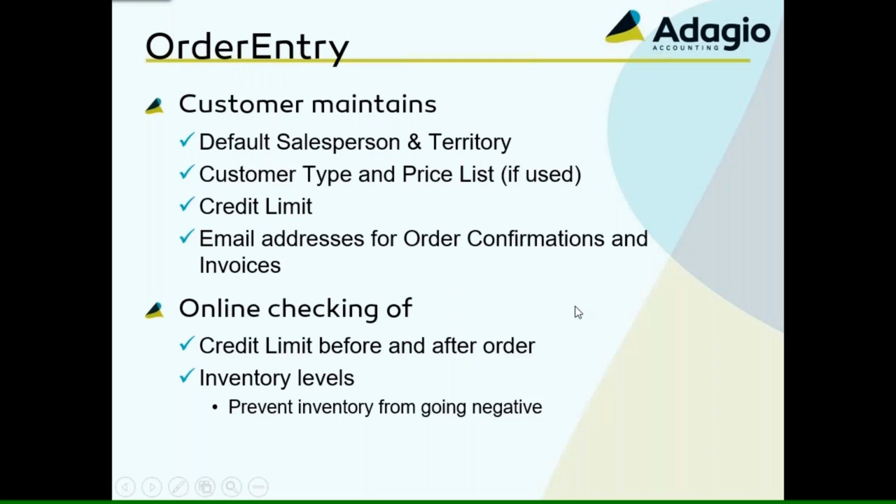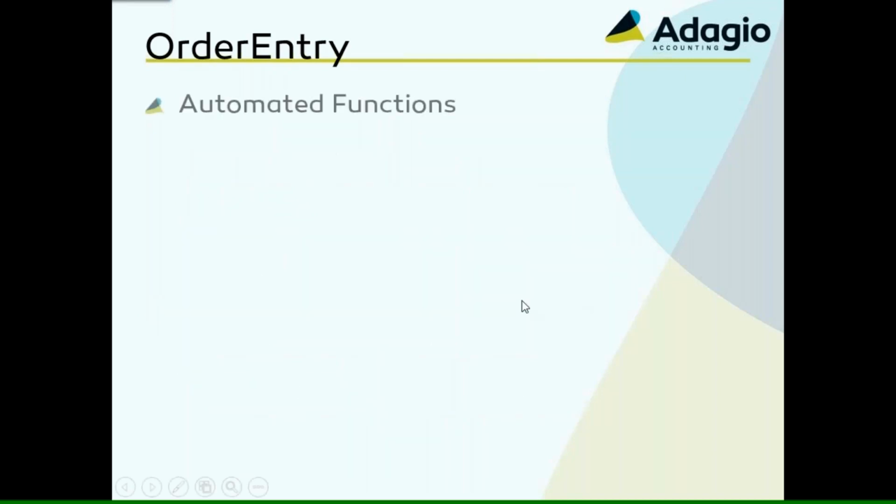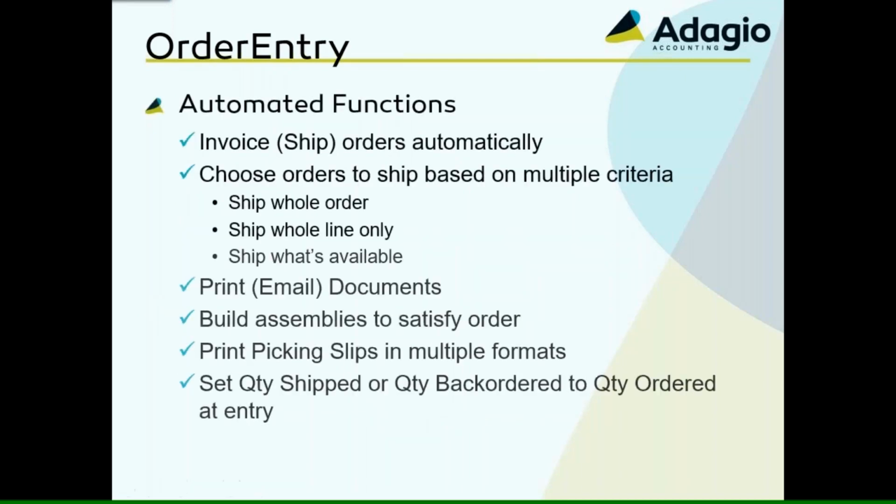So inventory going negative can be a big deal, or you can actually prevent it from happening. There are things that are automated in order entry. You can ship orders automatically. So you can have orders in order entry that you haven't shipped yet, and then you've done a whole set of receipt of goods into inventory. Your receipts have come in during the day. Now you want to choose which orders to ship, and Adagio Order Entry can help you by choosing orders to ship automatically.